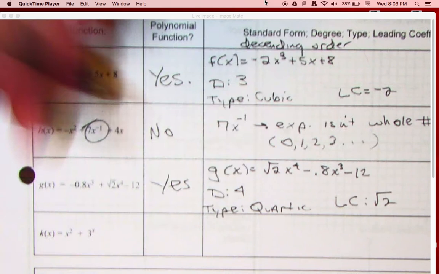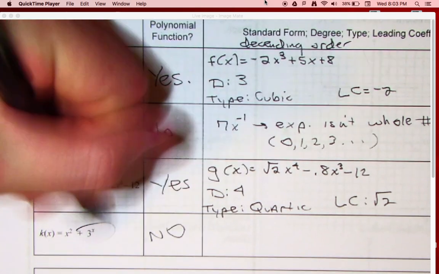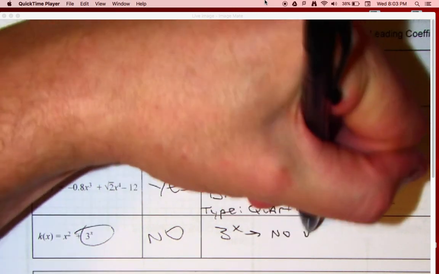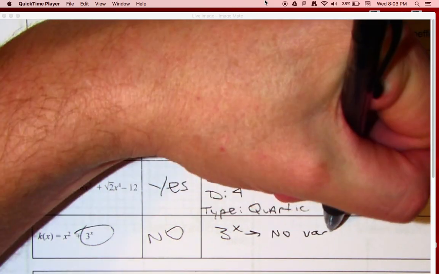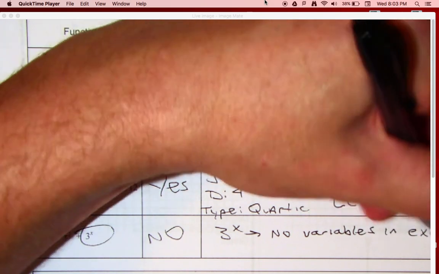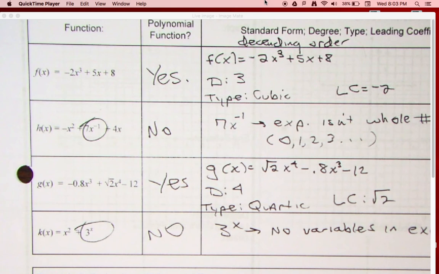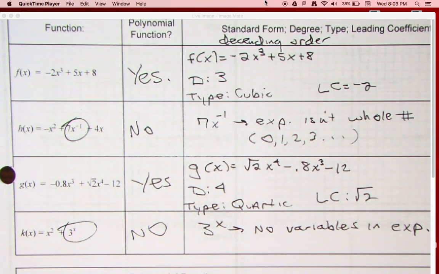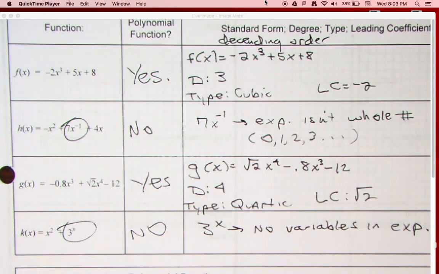Finally, the last one. Is this a polynomial function? No. Boom, right there. 3 to the x. No variables in the exponents. Okay. All right. So one thing you're going to be asked to do is to classify them. So you got to write them in standard form. Tell me the degree. Tell me the type. Tell me the leading coefficient.